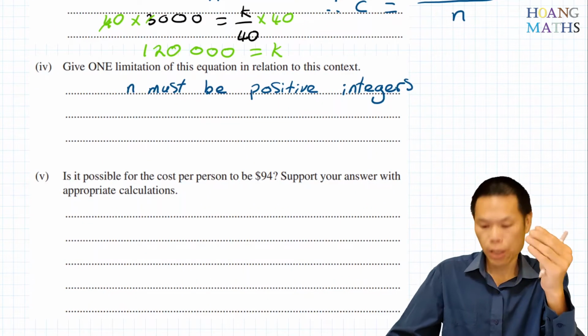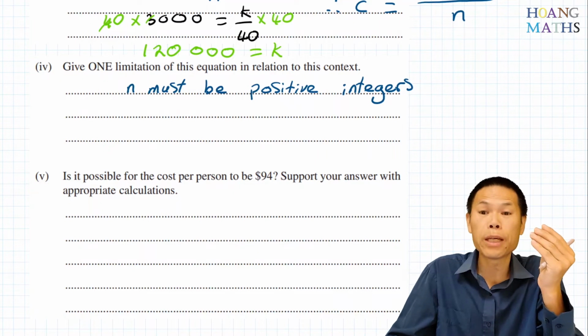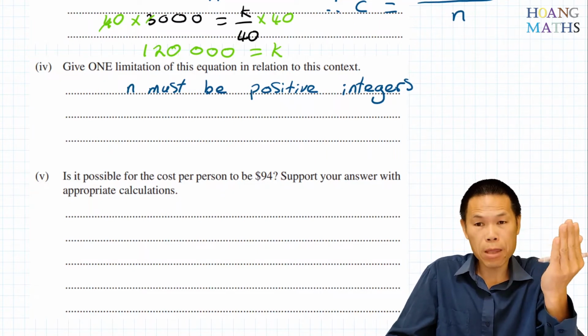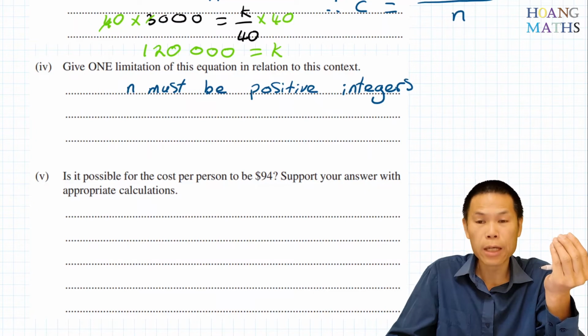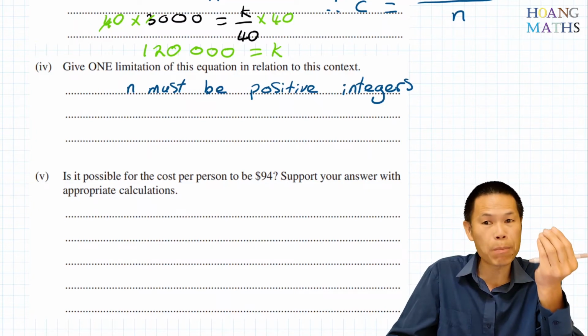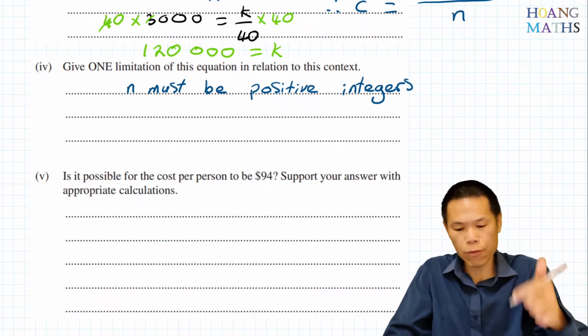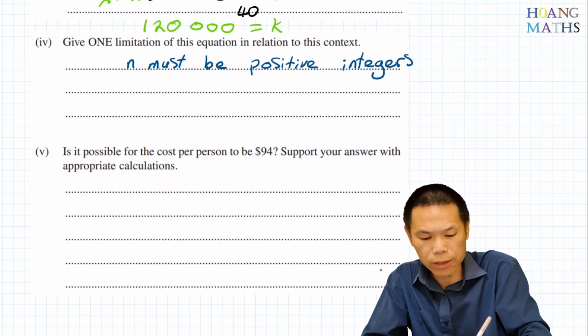Now part 5. The question is, is it possible for the cost per person to be $94? Well, we can solve it mathematically. It has to be a whole number, right? If it's not a whole number, it cannot be. If it's a whole number, it will work, because the number of people must be a whole number. Remember that. Let me write down the equation first.